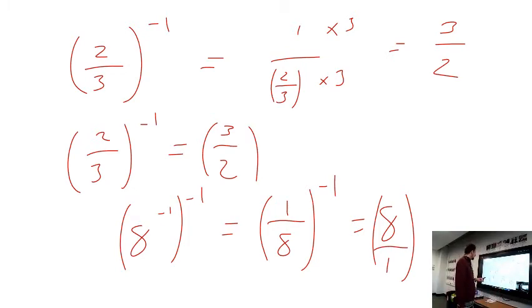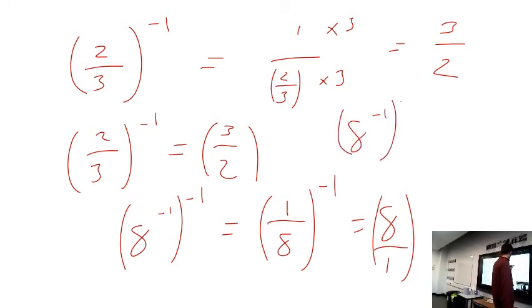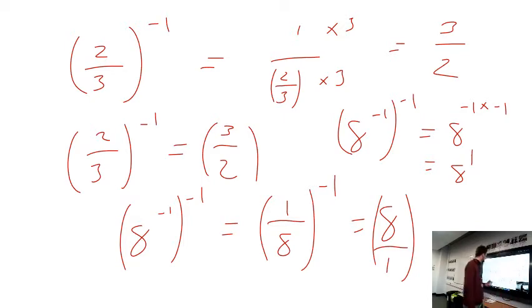So another way of expressing this is that we just multiply the powers. So 8 raised to negative 1, raised to negative 1. We just simply multiply the powers. This is negative 1 times negative 1, and this is equal to 8 raised to 1. Okay, which is the same answer.